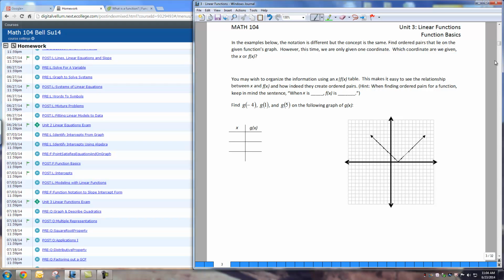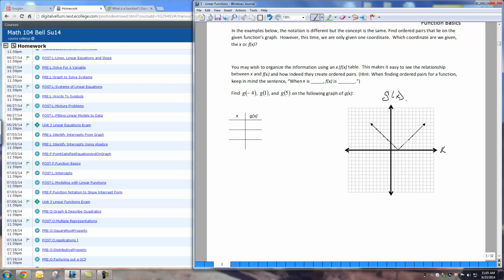Okay. Find ordered pairs that lie on the function's graph. However, this time we are only given one coordinate. Which coordinate are we given, the x or the f of x? You may wish to organize the information using an f of x table. We're going to do this a lot. We've already done it in Unit 2 when we created our linear models. This makes it easy to see the relationship between the two. When finding ordered pairs for a function, keep in mind the sentence, when x is blank, f of x is blank. So here we're going to call this x and g of x, so this is our x axis, and this is our g of x axis.